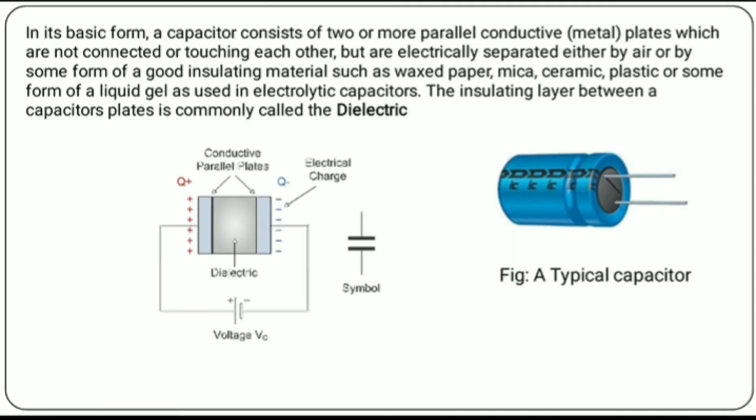Okay, what is a dielectric? The insulating layer between a capacitor's plates is known as the dielectric, which is clearly shown in the first figure. A capacitor consists of two or more parallel conductive plates which are not connected or touching each other but are electrically separated either by air or by some form of good insulating material. The insulating layer between a capacitor's plates is commonly known as the dielectric. The next figure shows a typical capacitor. The space between the conductive parallel plates is the dielectric, as can be clearly seen in the first diagram.